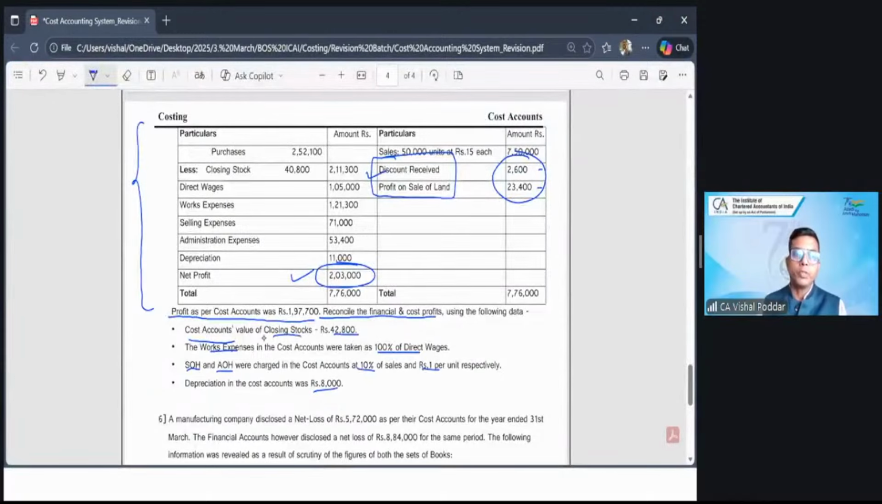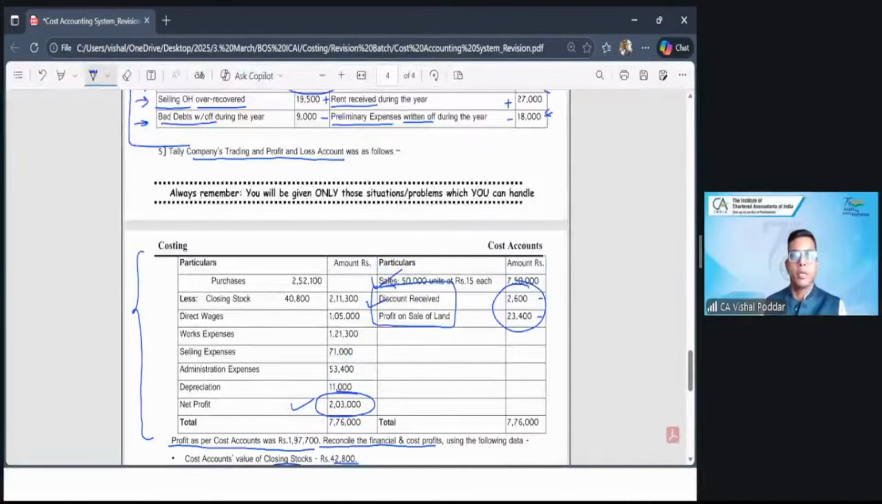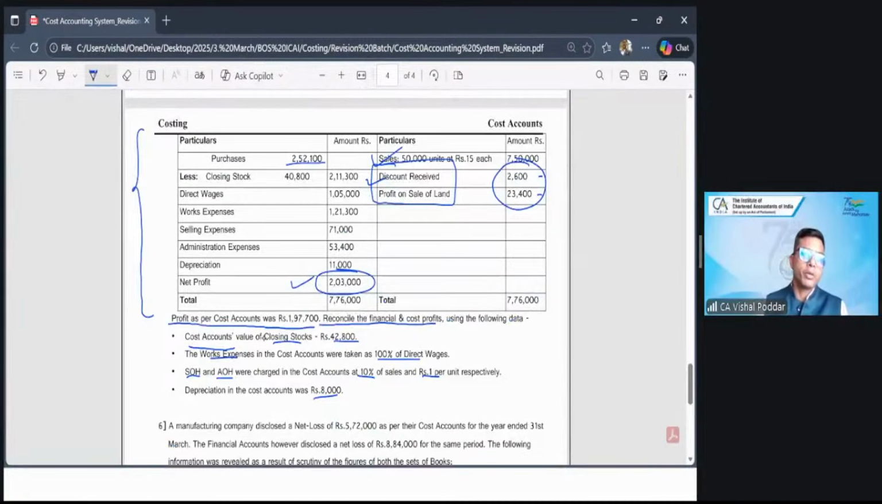Fine. Now, sales is anyway operating, so that will remain here. Then you have purchases, no adjustment given, so it remains as it is. Now for closing stock, the financial valuation is 40,800 and the costing valuation is 42,800. So there is a difference of 2,000. Now, what is this difference? I will say it is undervaluation of closing stock in financial accounting.